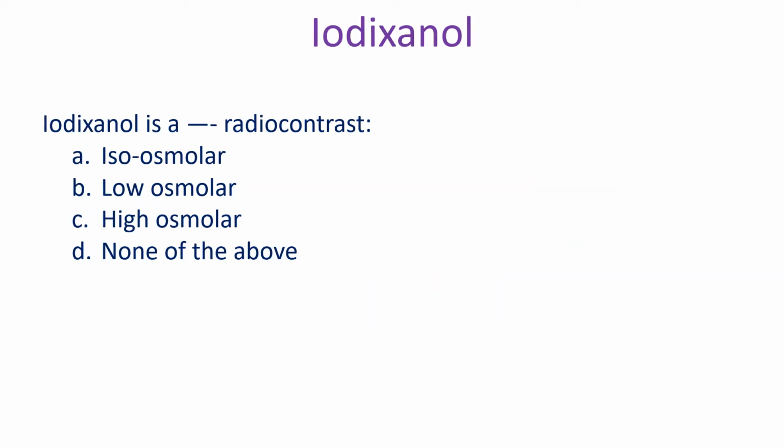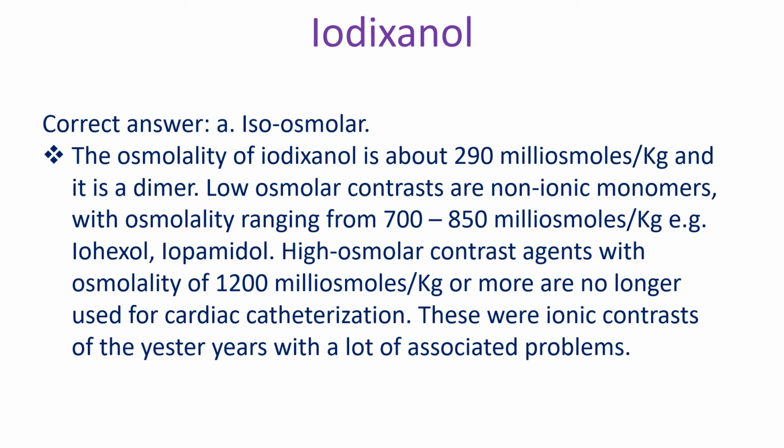Iodixanol is a dash radio contrast. A. Isoosmolar. B. Low osmolar. C. High osmolar. D. None of the above. Correct answer A. Isoosmolar. The osmolarity of iodixanol is about 290 milliosmoles per kg and it is a dimer.